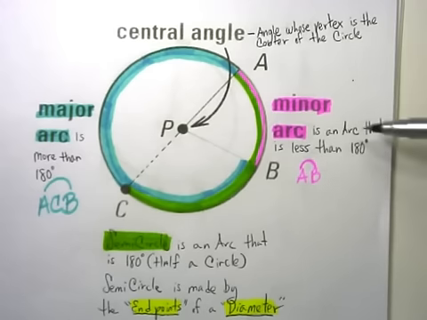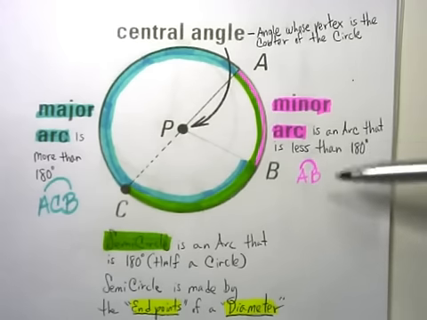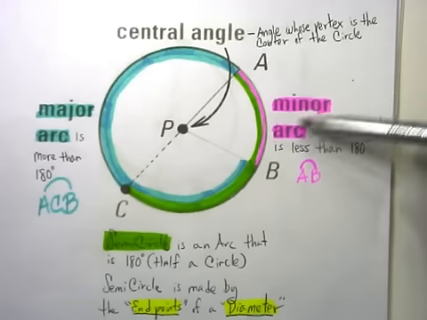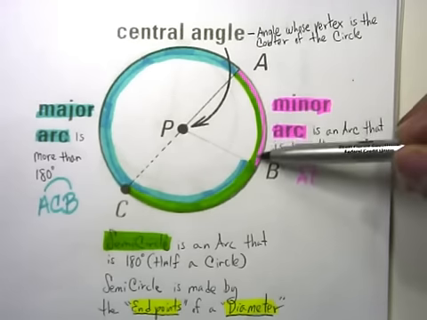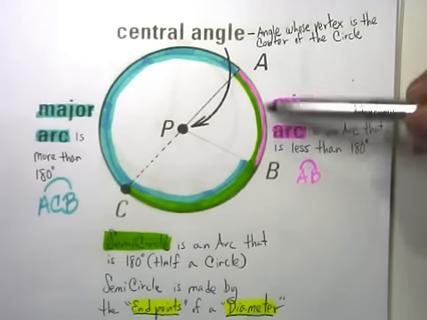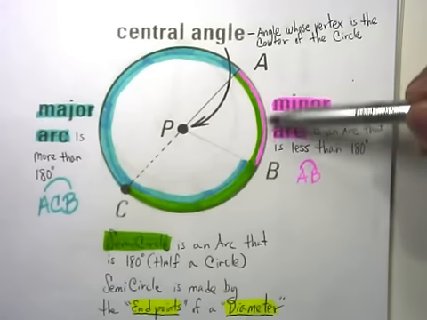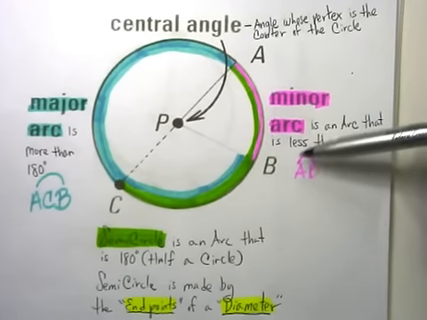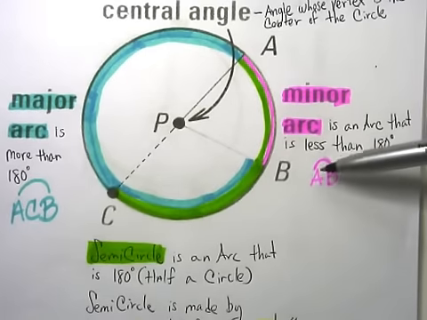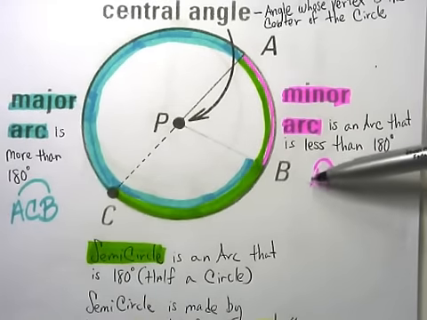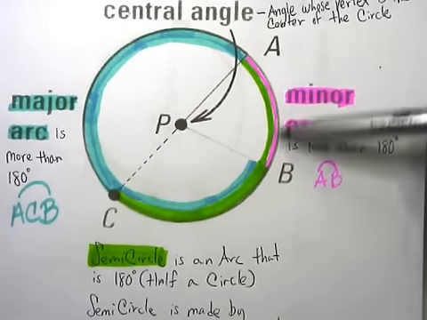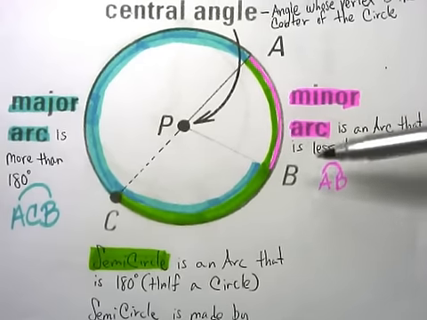Now, let's talk about a minor arc. A minor arc is an arc that is less than 180 degrees. So I labeled it in pink, and if you notice, I'm saying that this little arc here, this pink arc, is a minor arc. And here is the symbol for an arc. And notice that here are my two endpoints of my arc, A and B, arc AB.